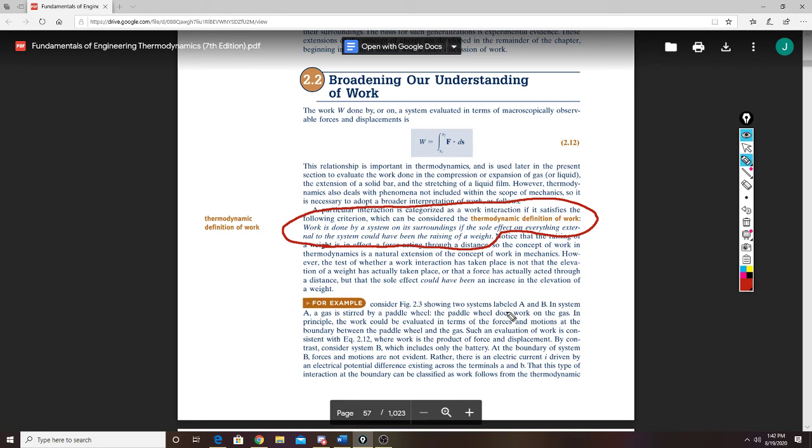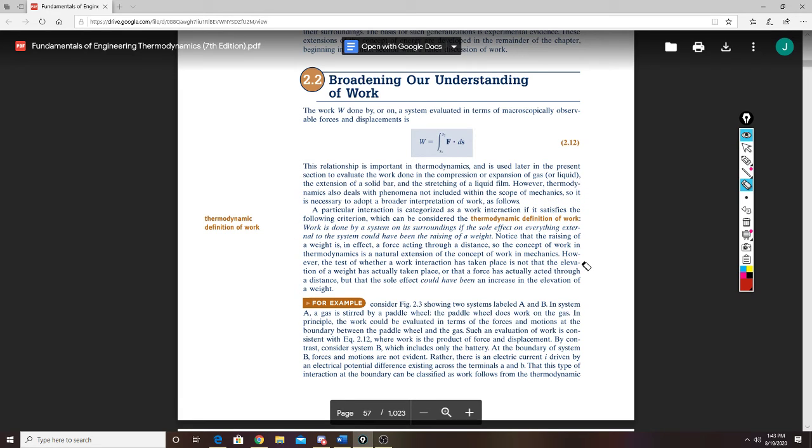Work is done by a system on its surroundings if the sole effect on everything external to the system could have been the raising of a weight. I know that sounds really strange, and it did to me as well. But essentially what it is saying is that work is only done by a system if the sole effect, the only effect on everything outside the system, is that it raised a weight. I know this is the thermodynamic definition of work for this book, so I would hold on to that in a second. So just hold on to it.